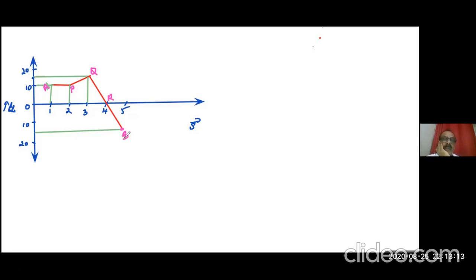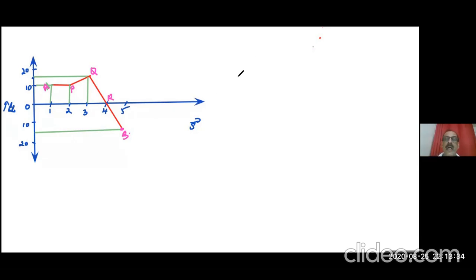Sir, work done during a small distance. It's a variable force, right? Force is not constant. First the force becomes 10 Newton, then it increases to 15 Newton, then again decreases to 0, and then goes in the opposite displacement, right?